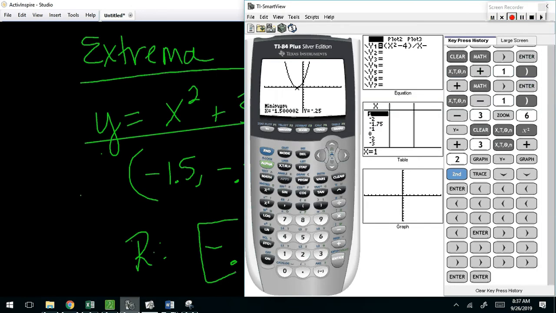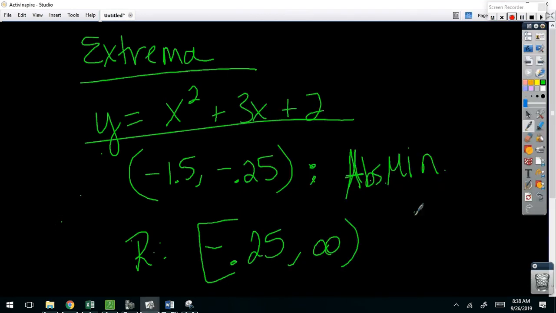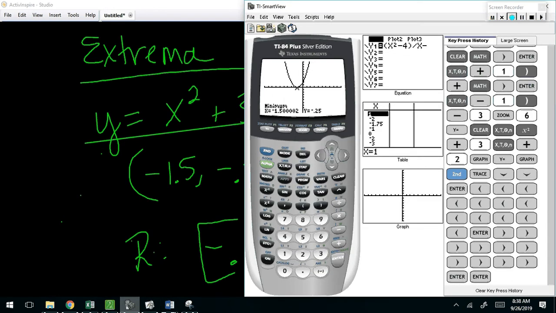How about, is the function ever increasing? Yeah, where is it increasing? What's the interval on which it's increasing? From that point right there to infinity. So we're going to describe it with the x's. So it's increasing from negative 1.5 to infinity. How about decreasing? Is it ever decreasing? Negative infinity to negative 1.5.